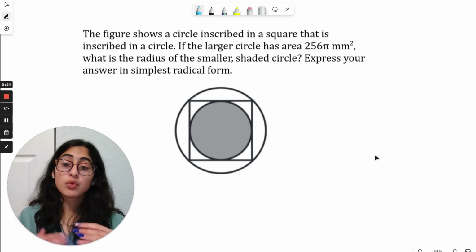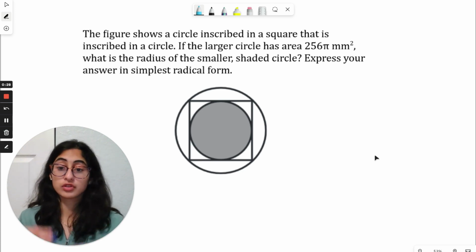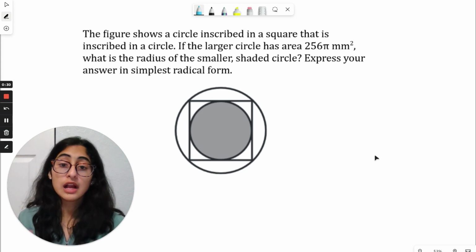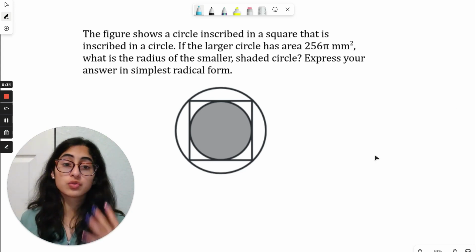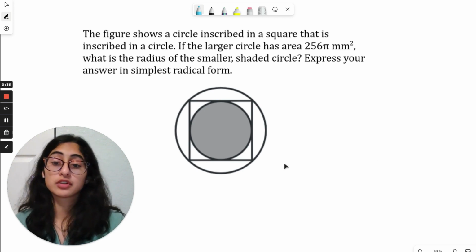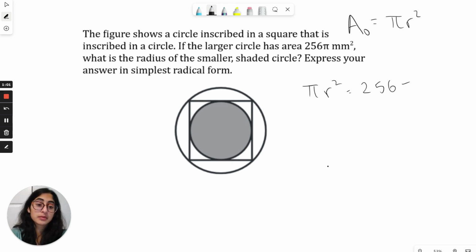All right, so what's important here? Well, we have 3 shapes, 2 of which are inscribed in this larger circle. Another really important thing is that the area of this large circle is 256 pi millimeters squared. We know that the area of any circle is equal to pi r squared. So in the case of this larger circle, pi r squared is equal to 256 pi millimeters squared.